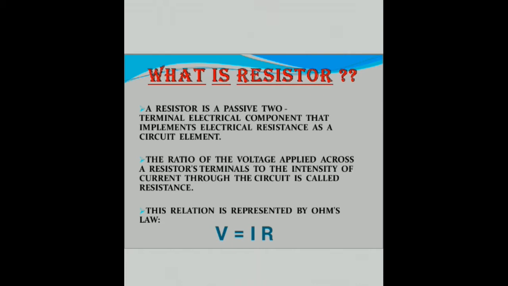In the second definition, the ratio of the voltage applied across a resistor's terminals to the intensity of the current through the circuit is called the resistance. The relation is presented by Ohm's law. We know Ohm's law: V is proportional to I, so V equals IR. Here V is the voltage applied across the circuit, I is the current flowing through the circuit, and R is the resistance.